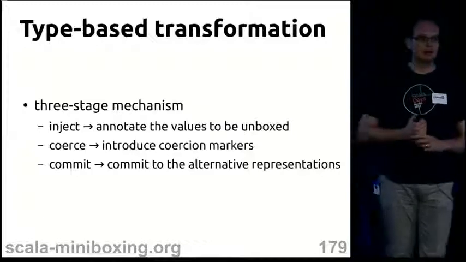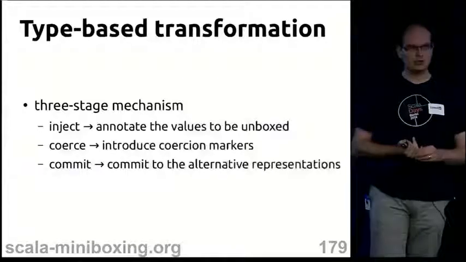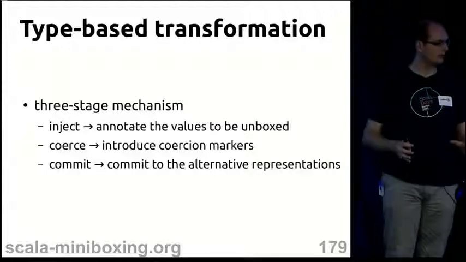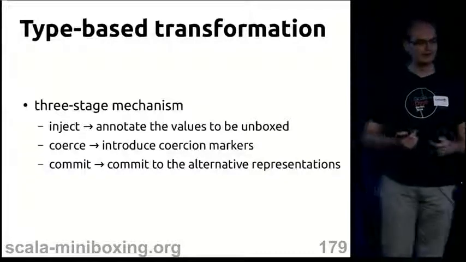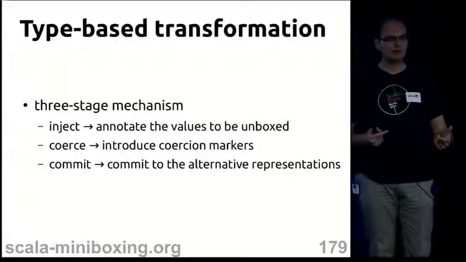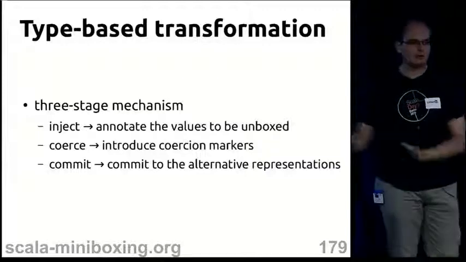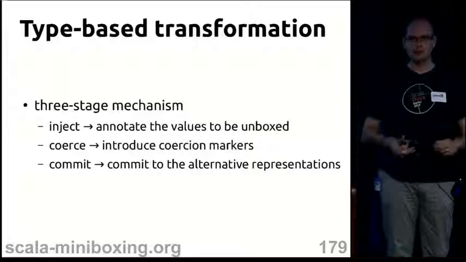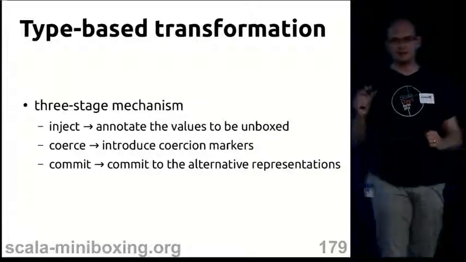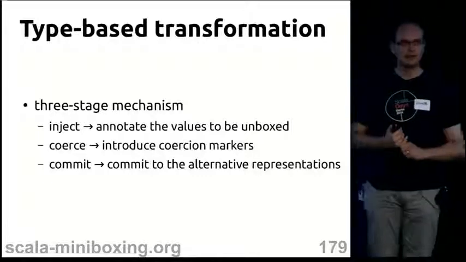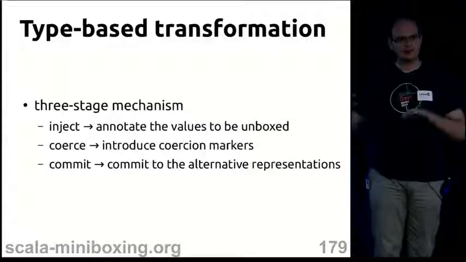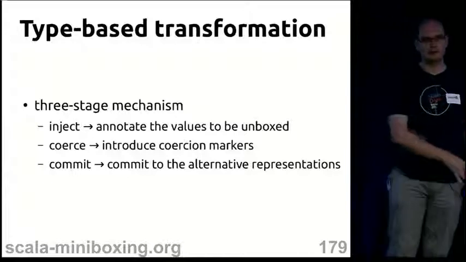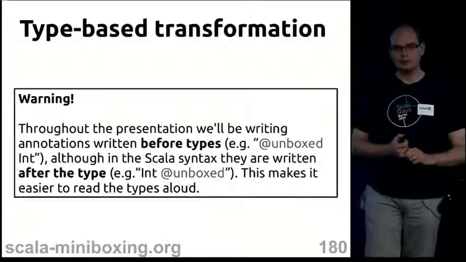So far, so good. Now, let's come up with a recipe. Three-stage mechanism. First of all, we basically inject the representations in the tree. We mark some values in the tree, according to some rules that satisfy the constraints given by the language features, allowing us to mark those values that we want unboxed wherever possible. And then we introduce another phase, which is called coerce, which just introduces markers for coercions. What this means is not coercions yet, but just some snippets of information that there will be a coercion there. Finally, the commit phase translates the tree from something that has markers and annotated types that will become new representation to the actual representations, to the actual coercions. Okay, so let's see this in practice.